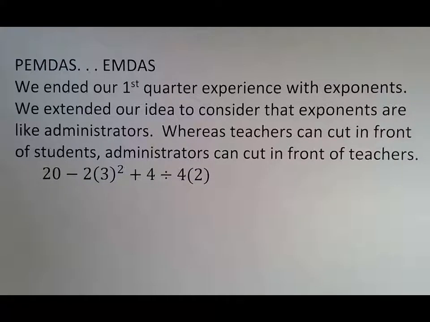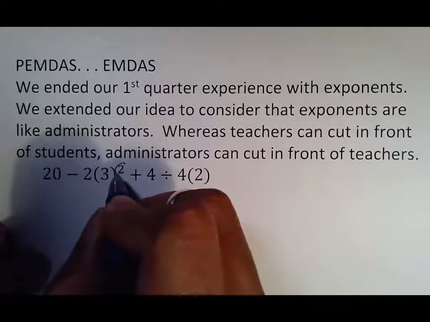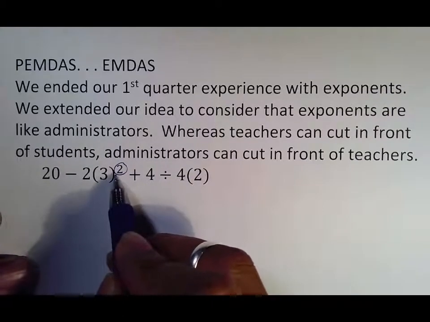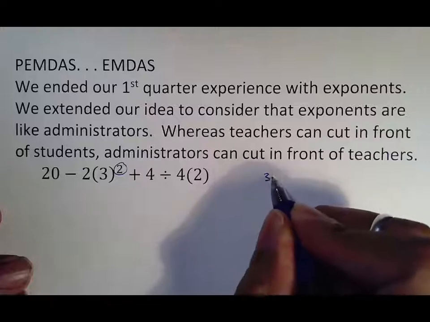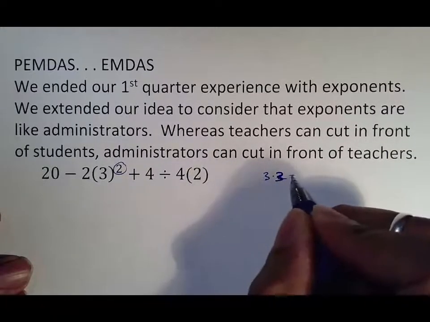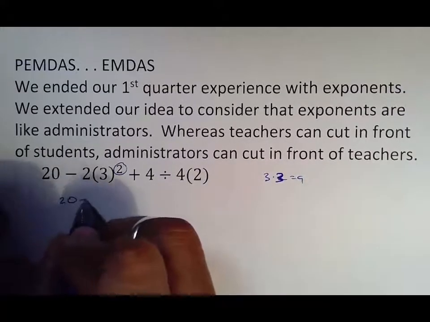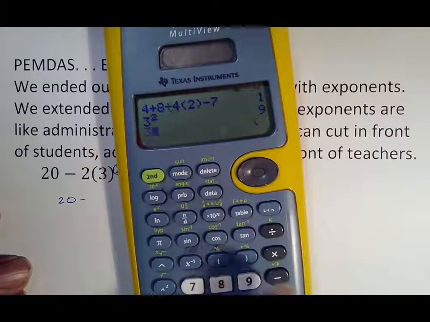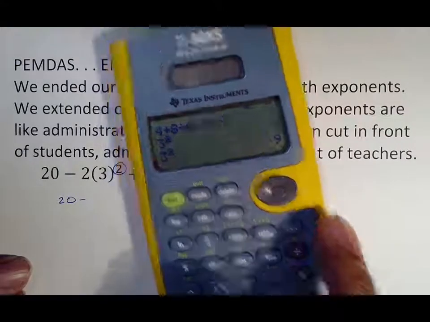exponents are like administrators, where teachers can cut in front of students, administrators can cut in front of teachers. But the key thing I said was that if you see any small floating numbers, as we see here, that you should take care of them first. And so what we're going to do here is 3 to the second. And remember that 3 to the second means 3 multiplied twice. Not 3 times 2, but 3 multiplied twice, which makes 9. And so you have to kind of take your time there. And if you don't know that, then put 3 to the second in your calculator, or 3 caret 2 in your calculator, to make sure you see that's 9.